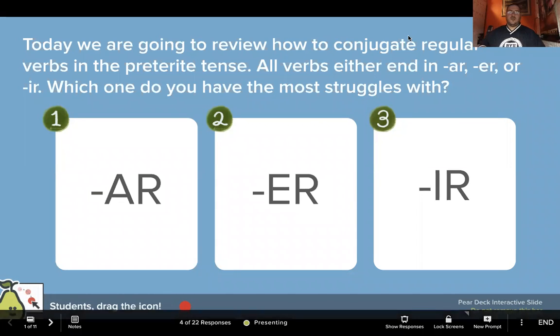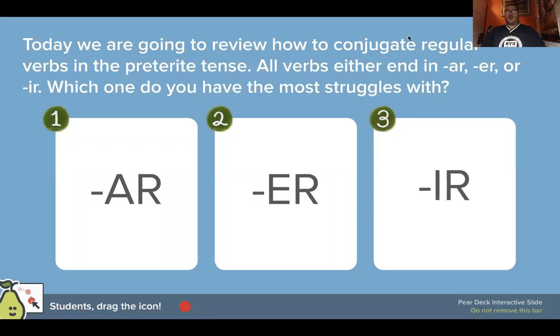Okay, clase. Today we're learning how to conjugate regular verbs in the present tense. And there's a typo on this first slide, and I apologize for that. But this is about the present tense.